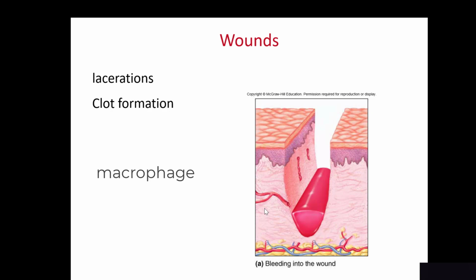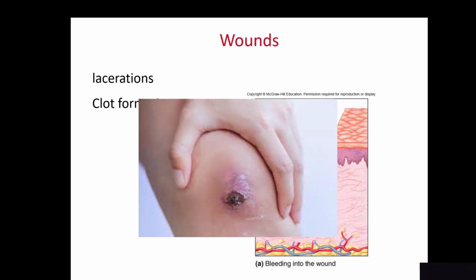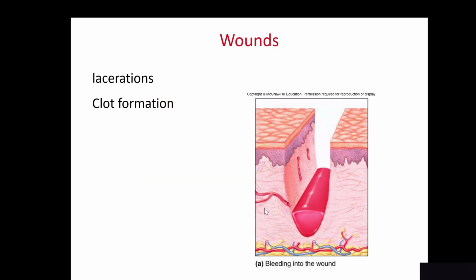Macrophages are those big white blood cells that will travel to the site, and macrophages are big eaters. Remember, macro means big, phage means to eat. So macrophages travel to the site to help clean up tissue debris. And eventually the surface of that clot will harden and form a scab, and that will help seal and protect the wound from an infection.